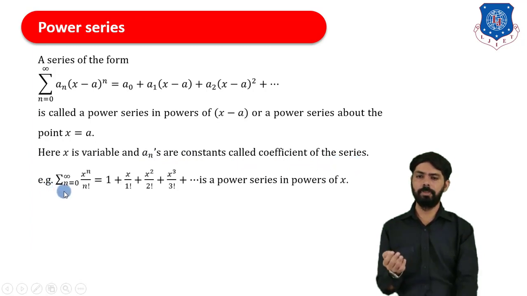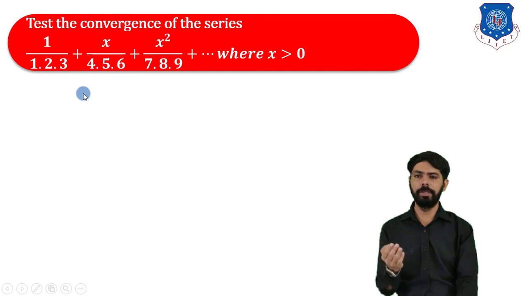For example, sigma n equal to 0 to infinite x raised to n divided by n factorial is equal to 1 plus x raised to 1 divided by 1 factorial plus x raised to 2 divided by 2 factorial plus x raised to 3 divided by 3 factorial plus so on is a power series in powers of x. Now we will discuss an example related to this.